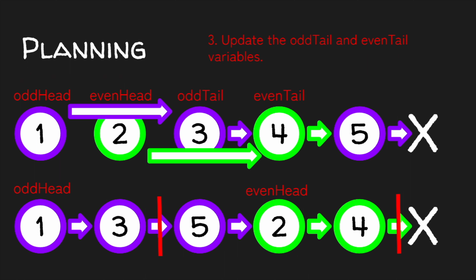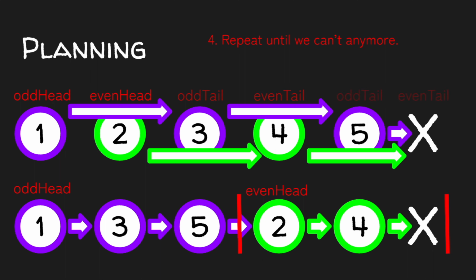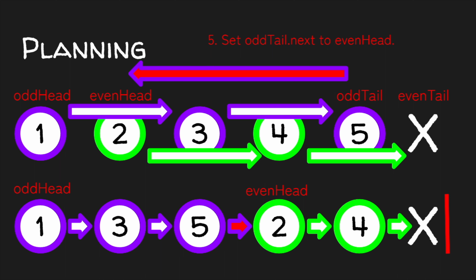And we repeat the process of adding new nodes to our sublists and updating our variables until we can't anymore. In this case, we stop because the even tail has been updated to none. Now we have to connect our two sublists. Since the odd list comes before the even list, we set oddtail.next to even head. And finally, we return odd head.